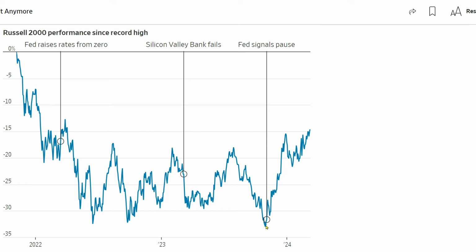Just before that, small caps were down about 33% off all-time highs. Now currently only down about 14%. So still a bit of catching up to do to the S&P 500, which is at all-time highs. But there's been a strong rebound in smaller stocks in the market.